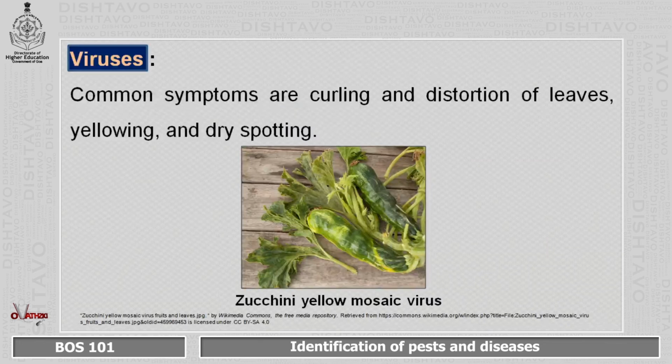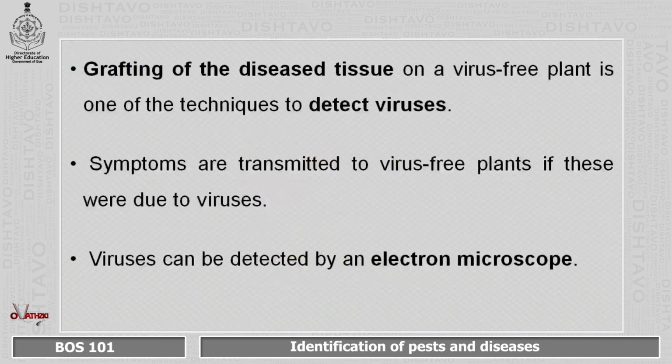Viruses. Common symptoms are curling and distortion of leaves, yellowing and dry spotting, as seen in the image. Grafting of the diseased tissue onto a virus-free plant is one of the techniques to detect viruses. Symptoms are transmitted to virus-free plants if this is due to viruses. Viruses can be detected by an electron microscope.